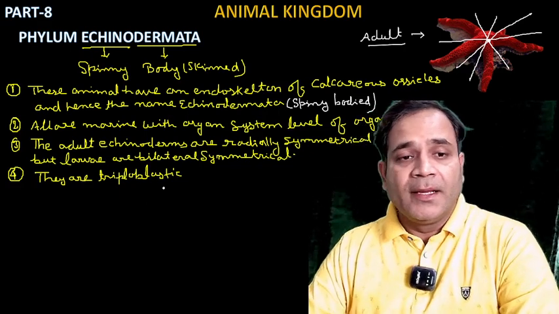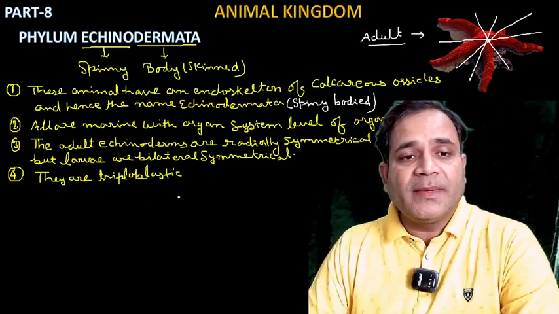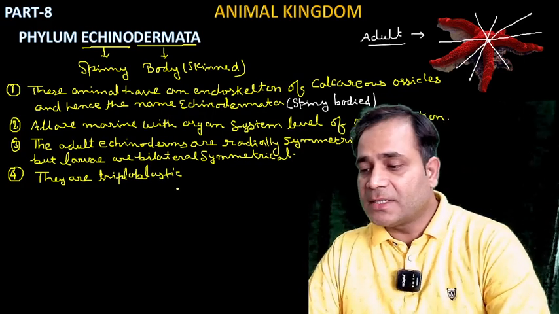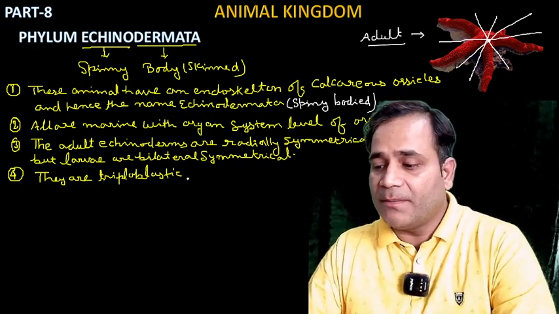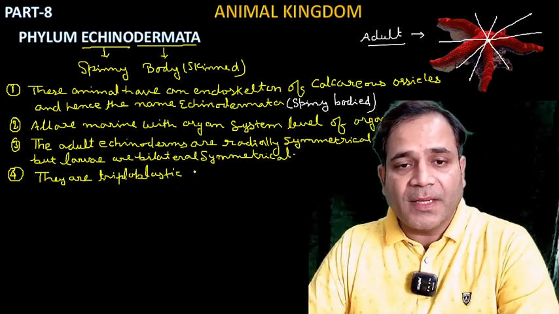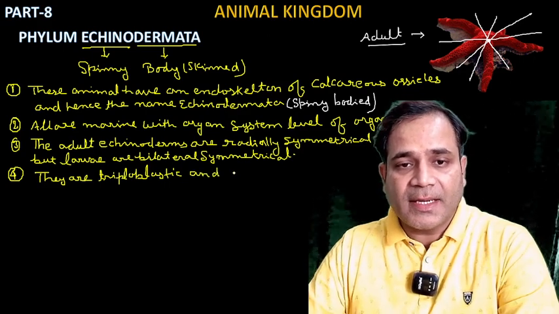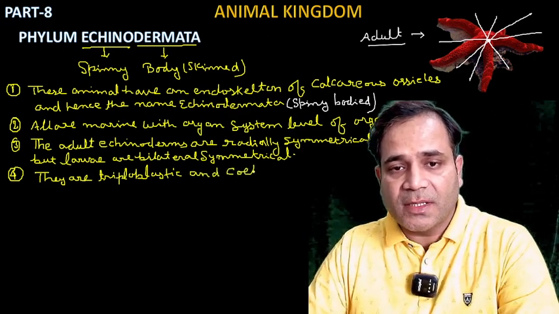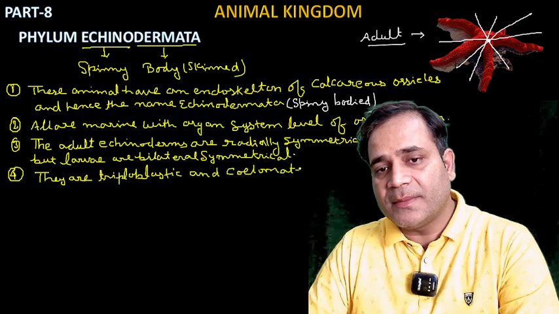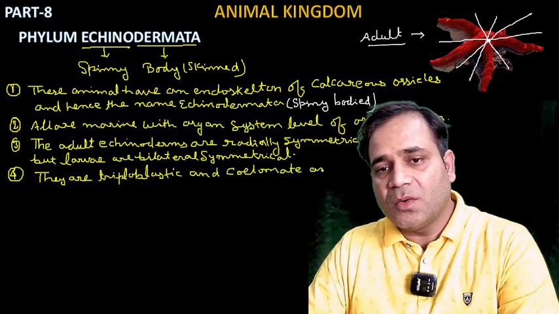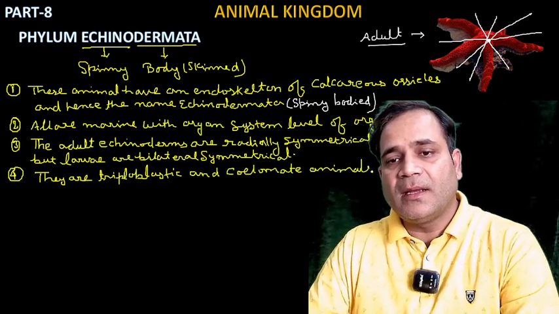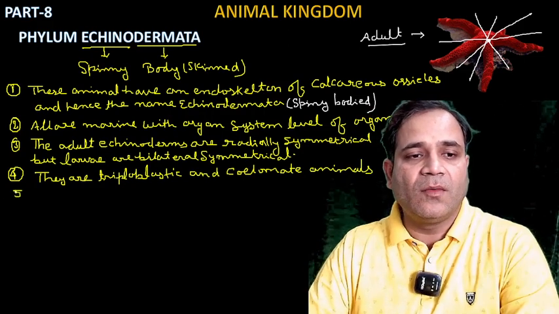Okay. So if anybody asks you about the germ layer, what do you say? Triploblastic. But if anybody asks you about the coelom, then what do you say? Yes, they have a coelom. That is known as what? Coelomate animals. Okay.